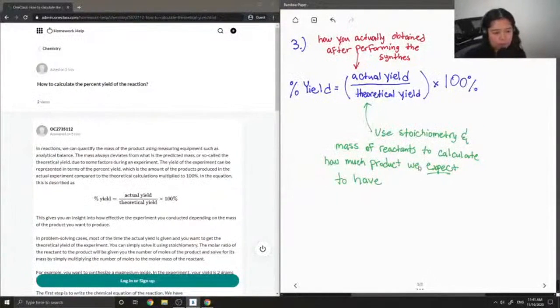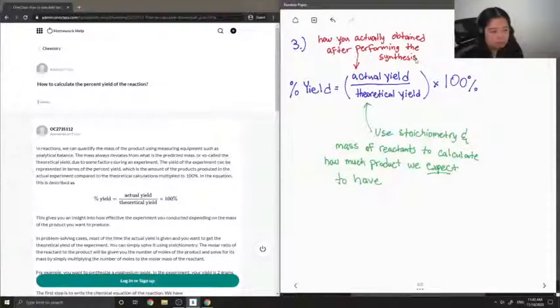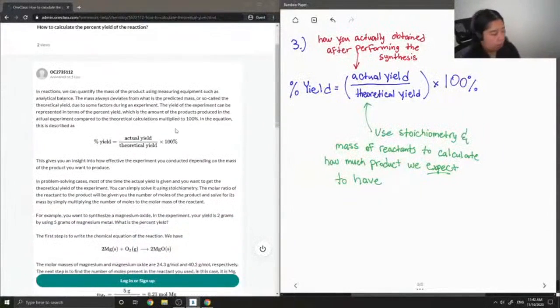Okay, so not all the time will we always get 100% of product being formed. There's some human error and some errors that will occur when you perform your synthesis. And because of this, we can get less than how much we expect to have in the synthesis. Okay, so let's see what our junior tutor said.